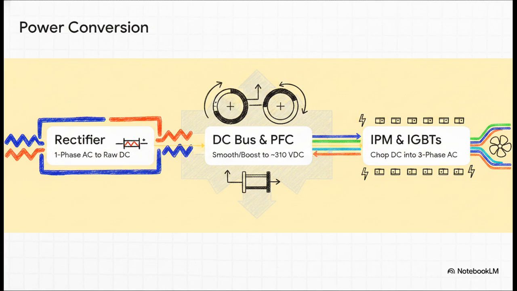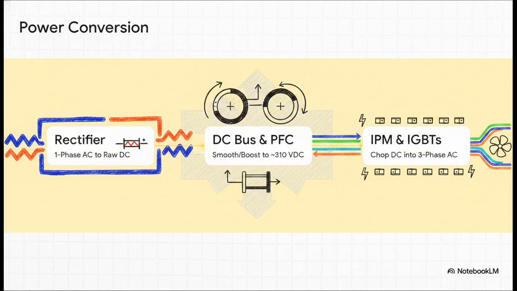The magic really happens through a 3-step power conversion process. Step 1. The unit takes standard single-phase residential AC power from the wall and runs it through a bridge rectifier to convert it into raw DC power. Step 2. The DC bus capacitors and the PFC reactor smooth out and boost that raw power into a highly stable, high-voltage DC bus. For a typical 230-volt unit, we're talking about 310 volts DC. Finally, step 3, the Intelligent Power Module, or IPM, uses IGBT switches to chop that DC bus up, synthesizing it into a 3-phase AC output for the compressor. 1 phase in, 3 phase out.